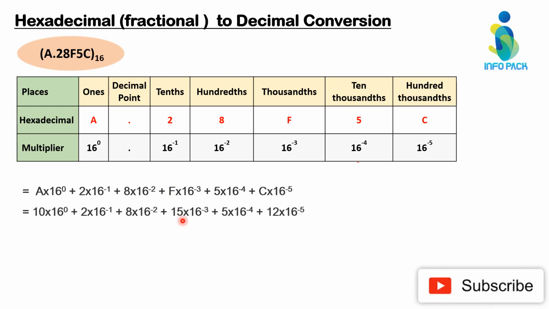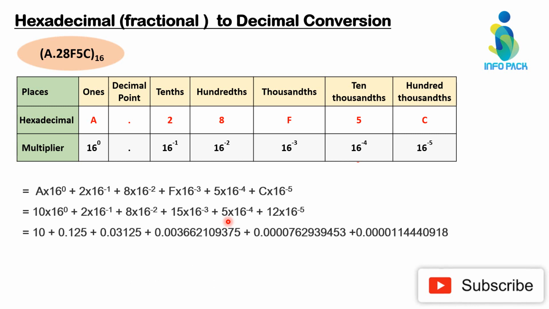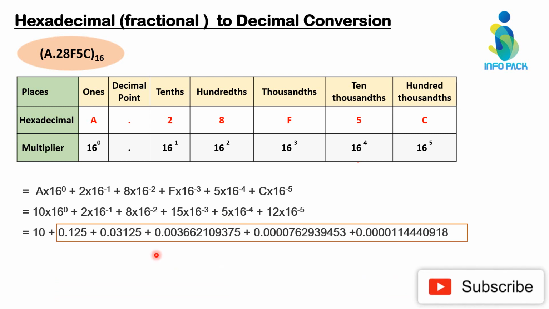So here F is 15 and C is 12. Solve these powers. Divide 2 by 16, 8 divided by 16, 15 divided by 16. So here will be the result and add all these values and the final result will be 10.1599 something. Add these both values and now the final result is 10.16 approximately.